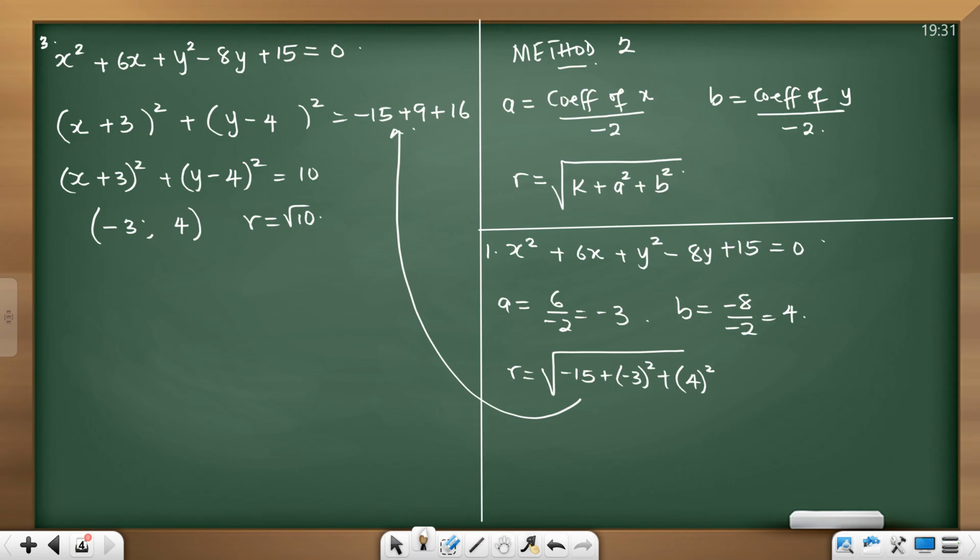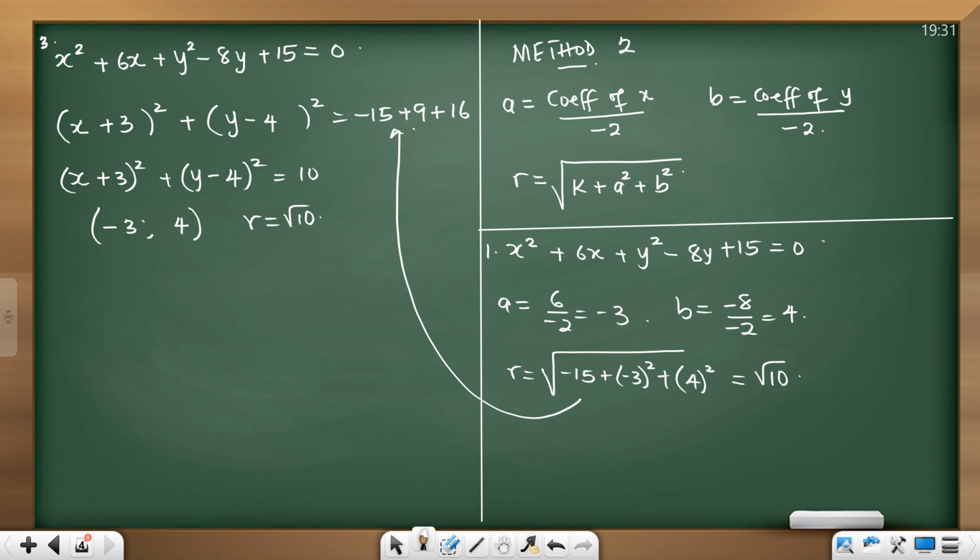It's just a copy and paste there. So 16, 9, 25 minus 5 will give me what? 10. So what's my answer? Square root of 10. That is without completing the square. Does that make sense to you?